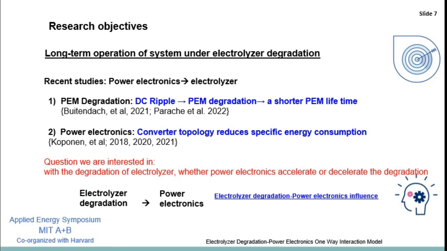Then based on these results, one question we are interested in is, with the degradation of the electrolyzer, whether power electronics can accelerate or decelerate the degradation of the PEM electrolyzer. To answer this question, we built an electrolyzer degradation power electronics model. And in this model, we can study the electrolyzer degradation influence on power electronics, to study the power factor on the AC side and the ripple factor on the DC side.